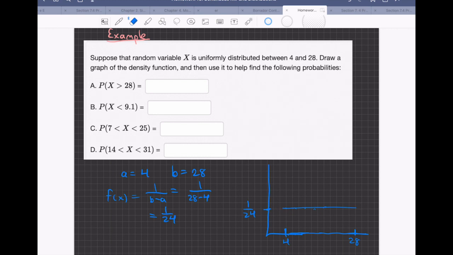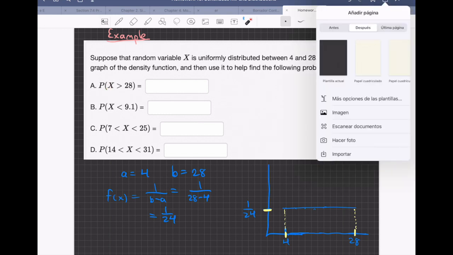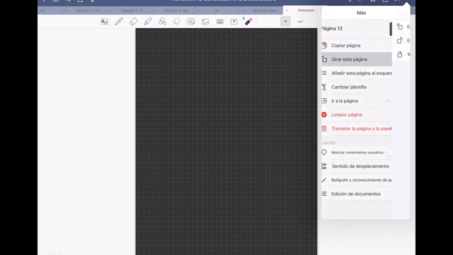There you have it. If you compute the area for this rectangle created in this way, you realize that the area is 1. Well, the point is how we can compute the corresponding probabilities. For example, the first one, the probability that x is greater than 28. Again, in this case we don't have the cumulative, so we have to set up the integral.